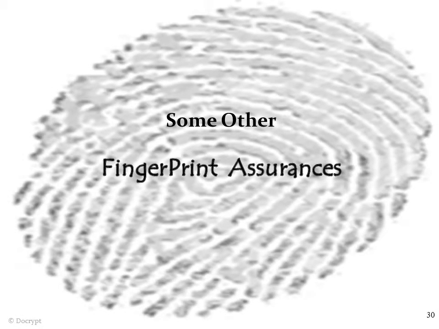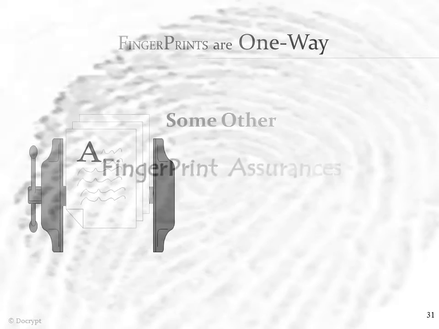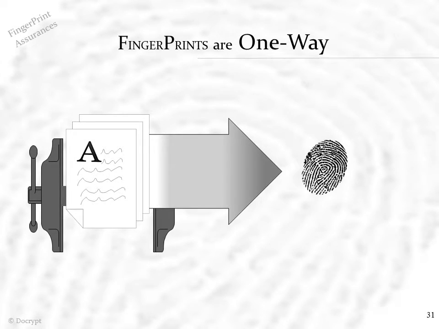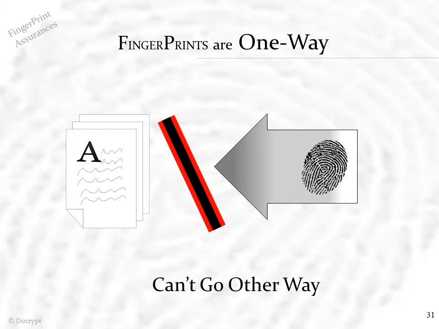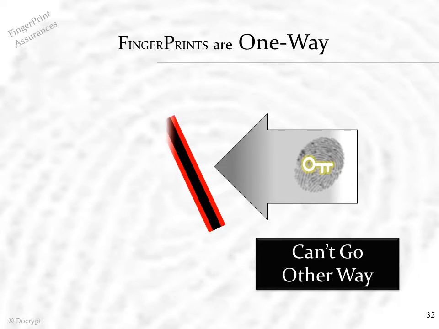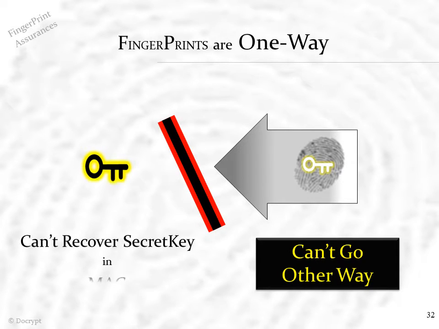Here are some other fingerprint assurances. Cryptographic fingerprints are a one-way function. They're even called one-way functions, meaning you can't go the other way. You can't reclaim the message or the file from the fingerprint. And it's exactly this one-wayness that prevents Black Hat or anybody else from recovering the secret key that's embedded in the Mac.